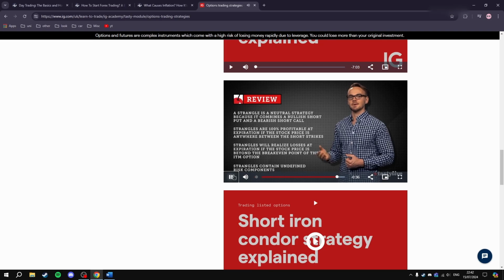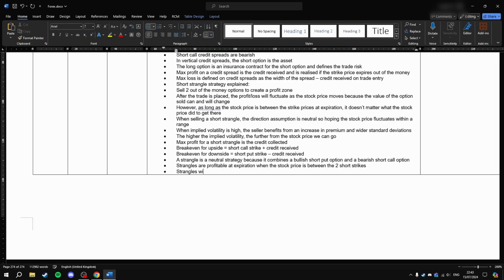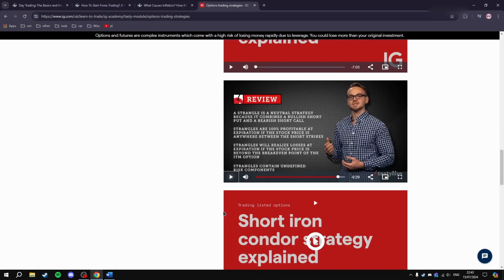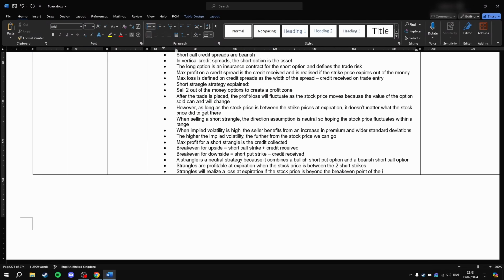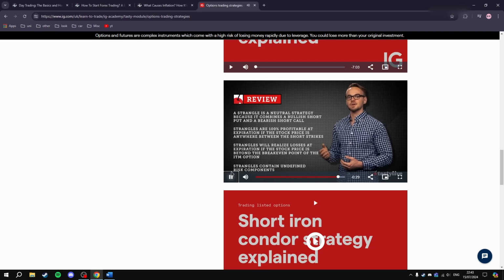If one of our strikes is in the money at expiration by more than the credit we received, we would see a loss. Our loss is undefined. Strangles will realize a loss at expiration if the stock price is beyond the break-even point of the in-the-money option. We're selling two naked options here, but our break-evens are better than if we had just sold one of these options, since only one side can be in the money at any time.